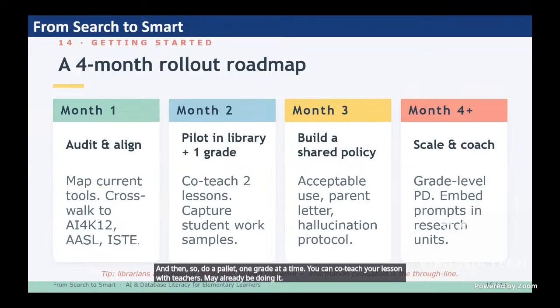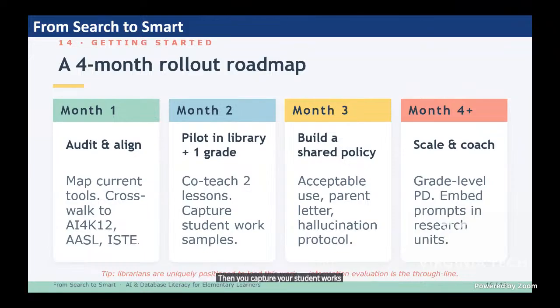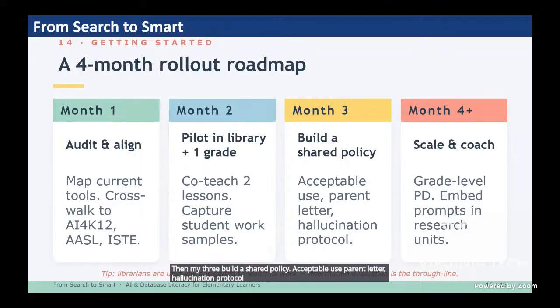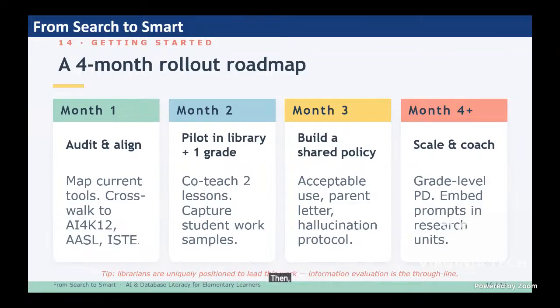Then you capture your student works, your examples. Then month 3, build a shared policy: acceptable use, parent letter, hallucination protocol. Then by 4 months, scale and coach. So you make it bigger: grade level PD, embedded prompts and research units.